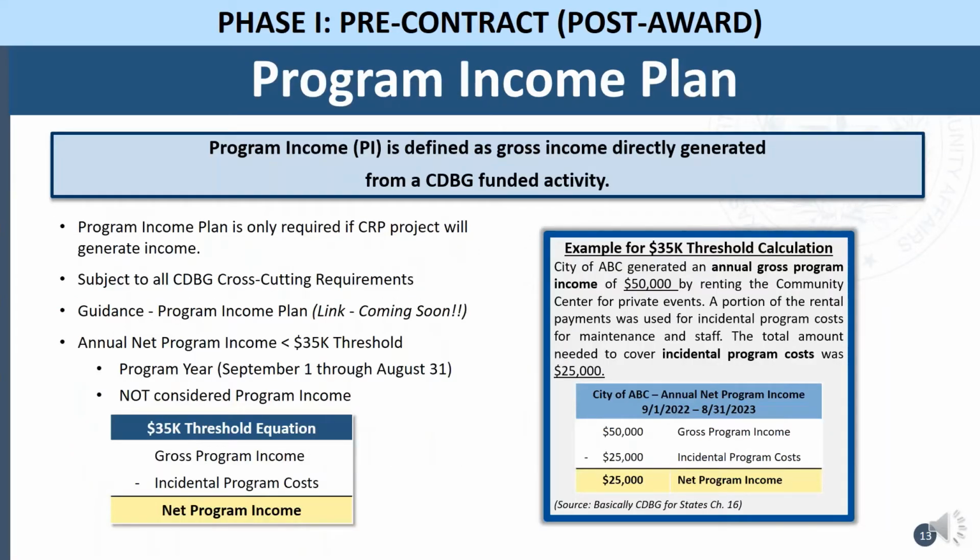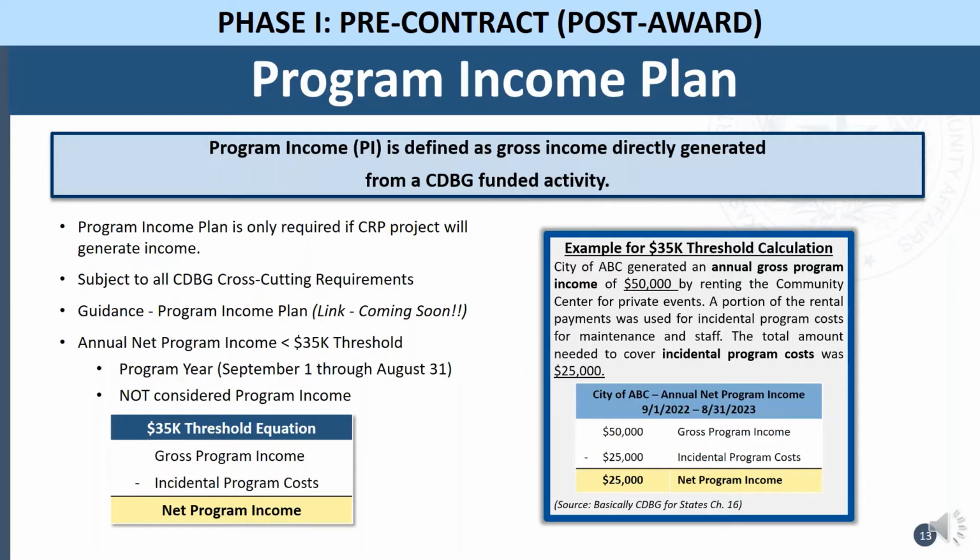This slide goes over the program income plan. A program income plan is only required if a CRP project will generate income. Program income, also known as PI, is defined as gross income directly generated from a CDBG funded activity. It's subject to all CDBG cross-cutting requirements. We are preparing guidance that will be coming soon, as well. This is going to include a $35,000 threshold.